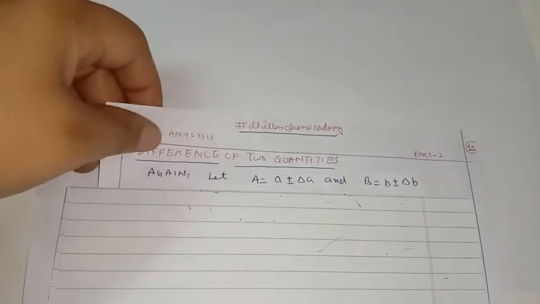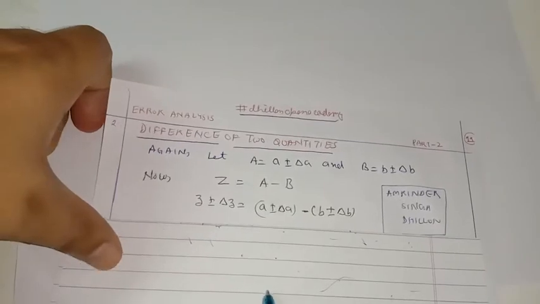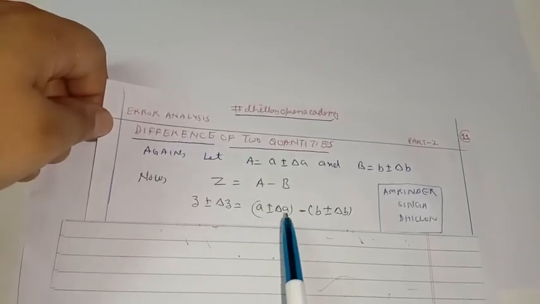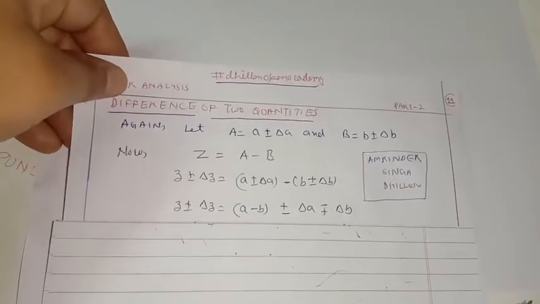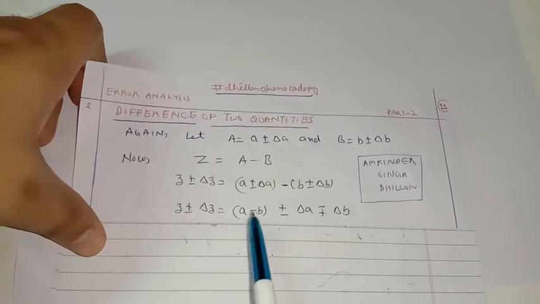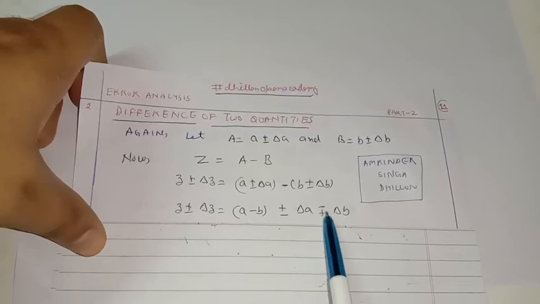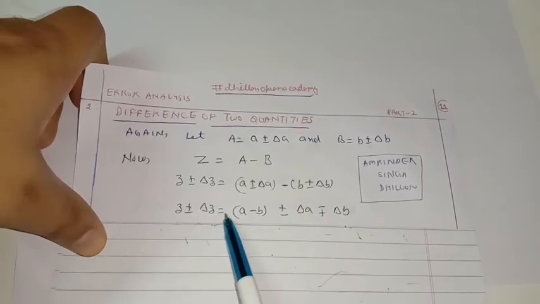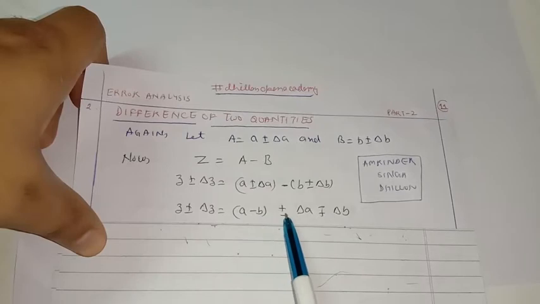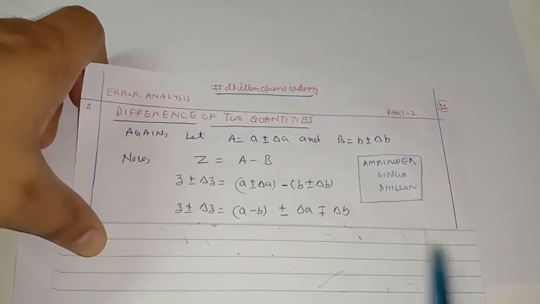Now we are dealing with the difference of two quantities. Again we have the two quantities A and B. Now we define Z as A minus B. So in this case Z plus minus delta Z is equal to A plus minus delta A minus B plus minus delta B. Just like in the earlier case, Z plus minus delta Z will be equal to A minus B plus minus delta A minus plus delta B. So when the bracket is opened, the signs over here will reverse. This negative sign goes inside, and we get minus plus delta B.